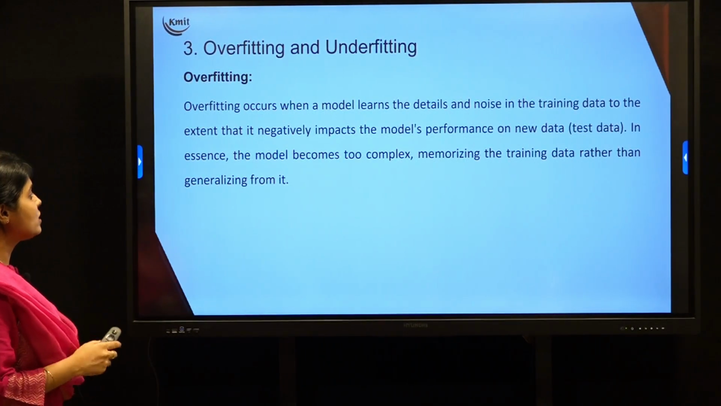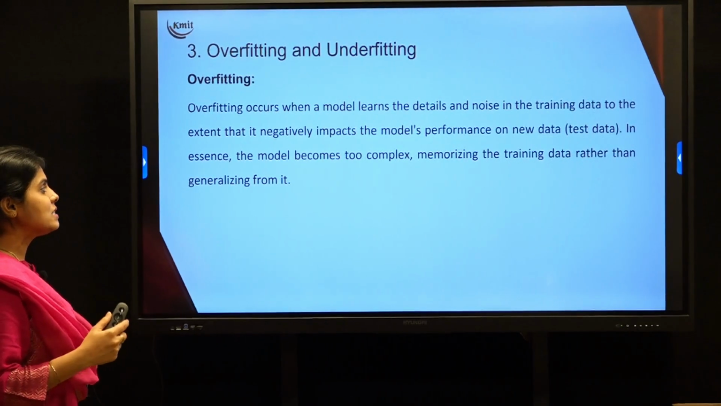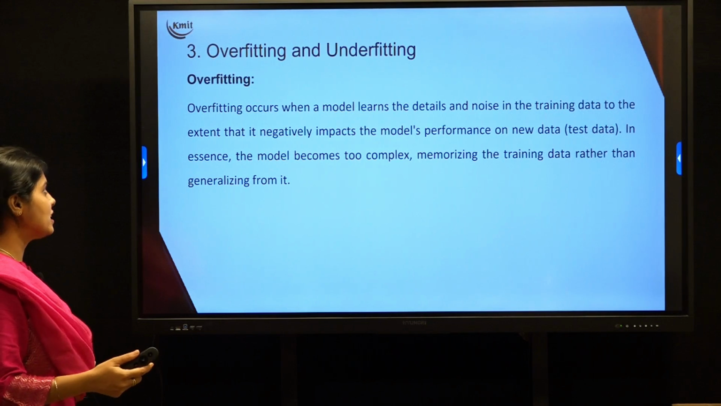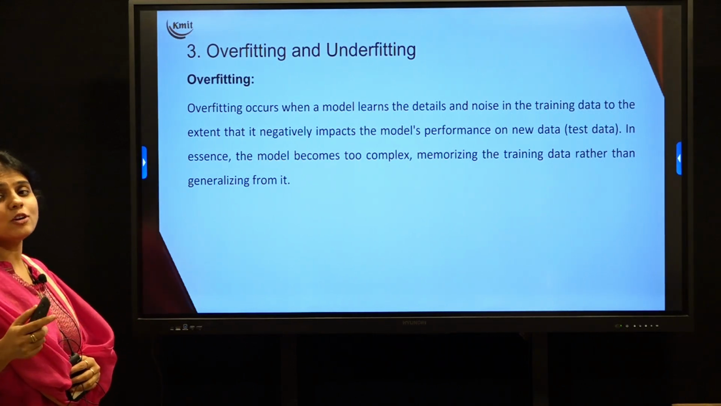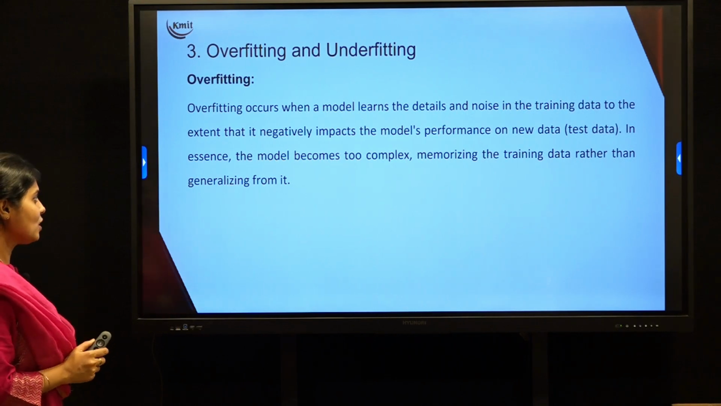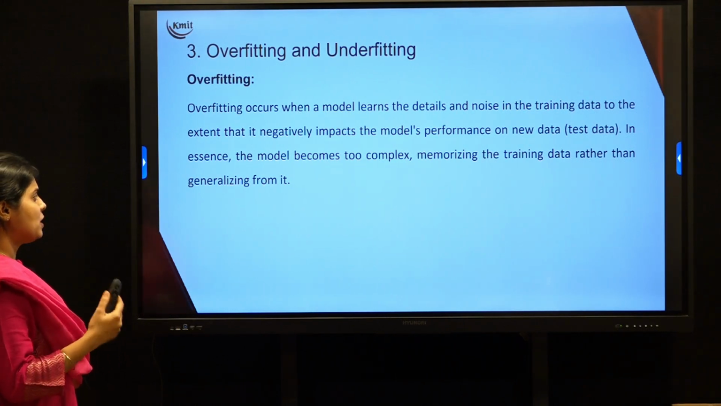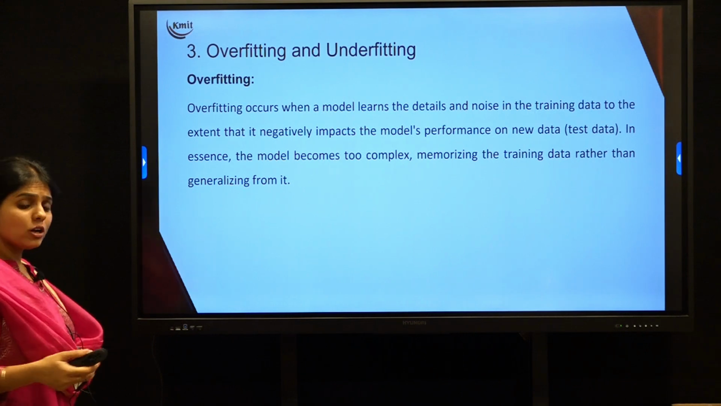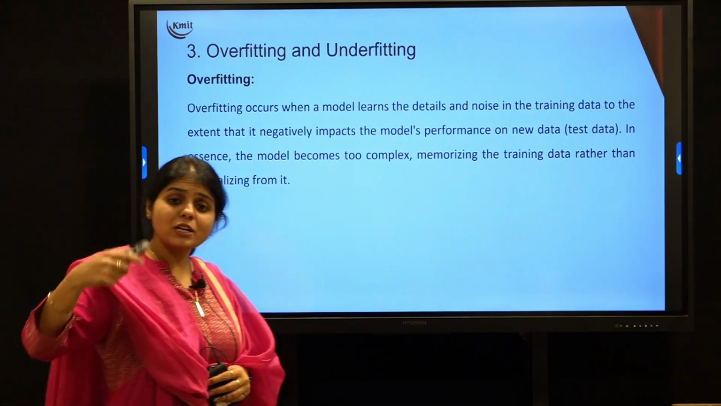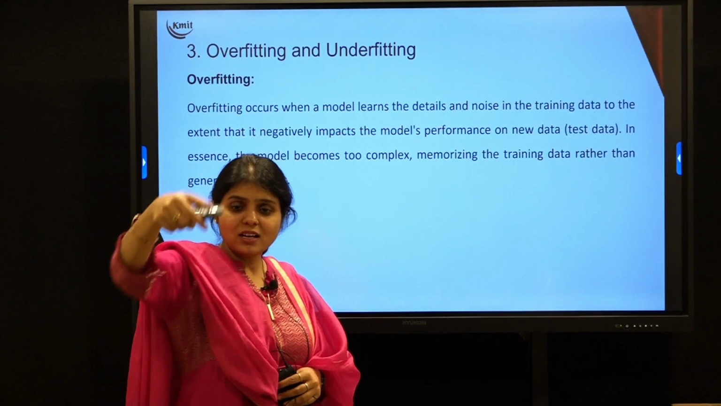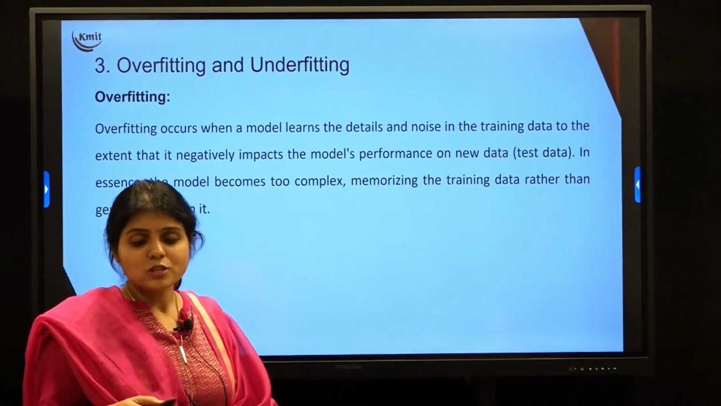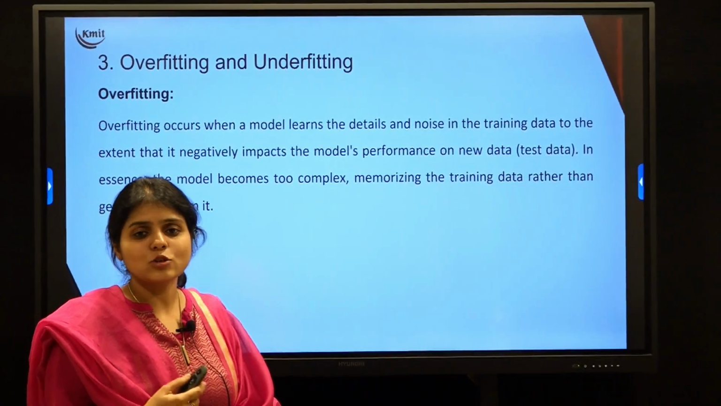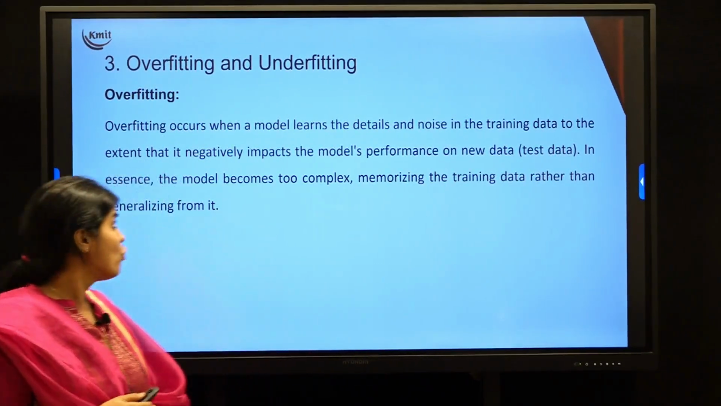Overfitting occurs when a model learns the details in the training data to some extent, but it impacts negatively on the test data. The data may be too complex, or the test samples that we have given might not be available in the training data, such that the machine is not able to understand what you asked in the test data. So this situation is called overfitting.